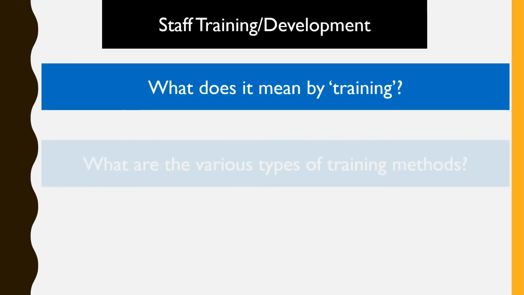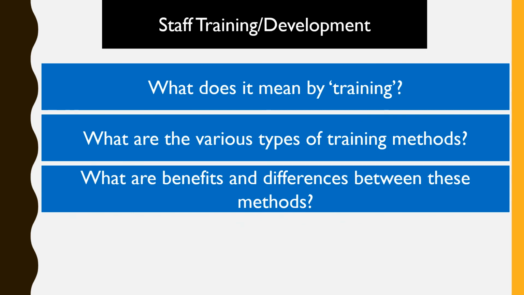Let's look at your recap. These are some of the questions you should be able to answer. What does it mean by training? What are the various types of training methods, and the benefits and differences between on the job, off the job, induction, staff appraisal, and so forth? And even though it's not here, you may want to consider the benefits of having training to the employer, and the benefits gained by the employees. Consider those points as well to be analyzed further. And these are the most common questions that could be asked during the exams as well.